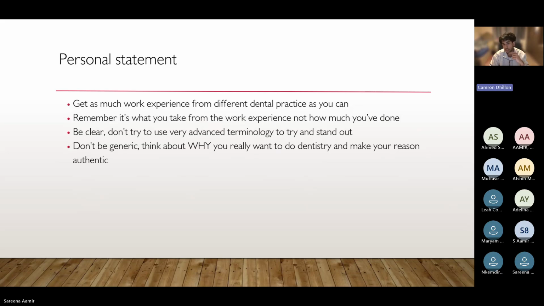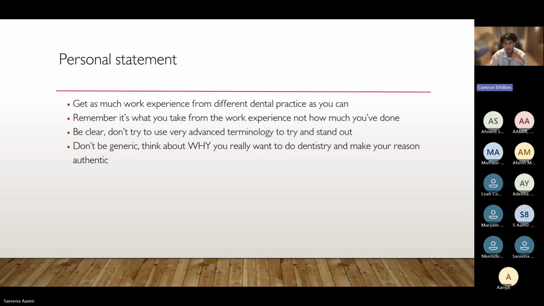Now, this leads on to my second point. This is probably the most important point with personal statements and interviews. So if you're going to take one thing away, definitely take this away. It's what you take from the work experience, not the fact you've done it. I can say to someone, I've shadowed 6 weeks at a dental practice, but if I have nothing to say, what I'm saying is completely useless. So you need to understand that it's what you've learned from your experiences, what communication skills you've learned from them.